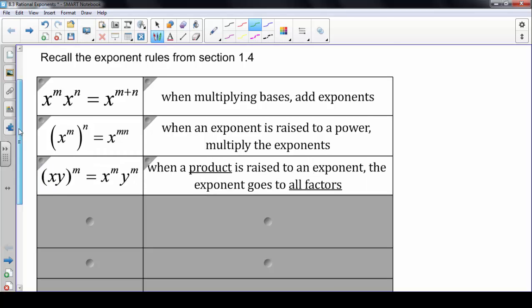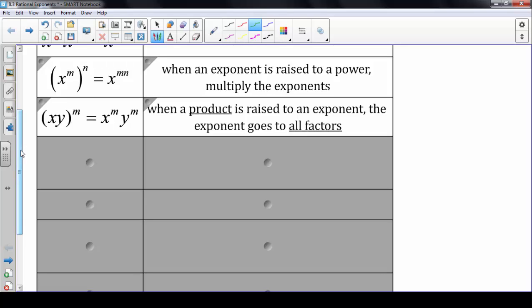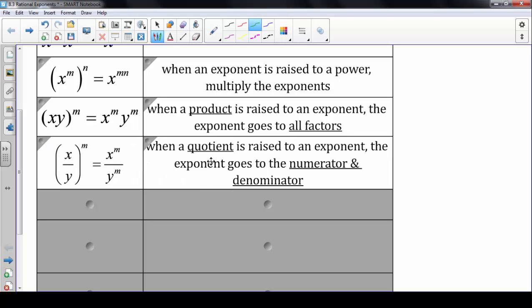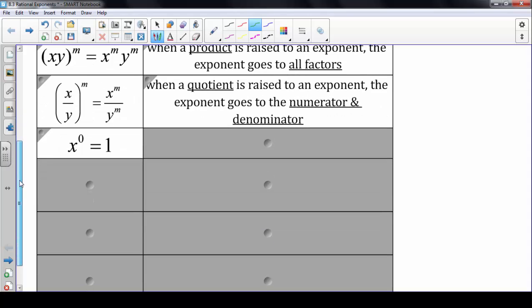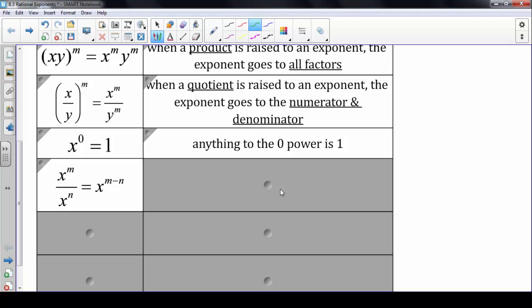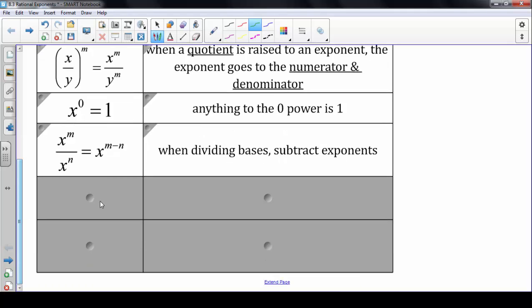When you have a product raised to a power, the exponent goes to all of the factors that were in those parentheses. If you have a fraction to an exponent, the numerator and the denominator both receive that exponent. Anything other than 0 to the 0 power is 1. When you've got division with like bases, we subtract our exponents.